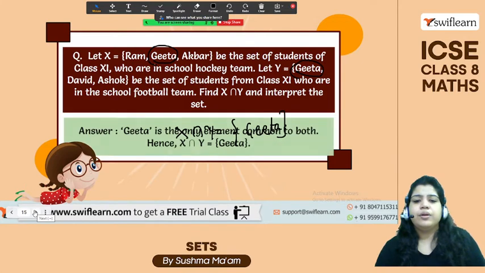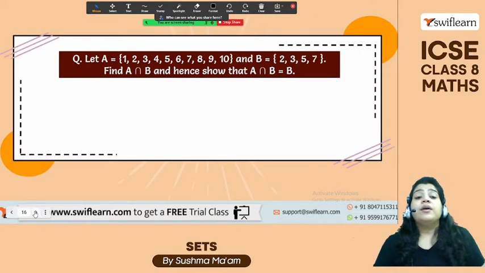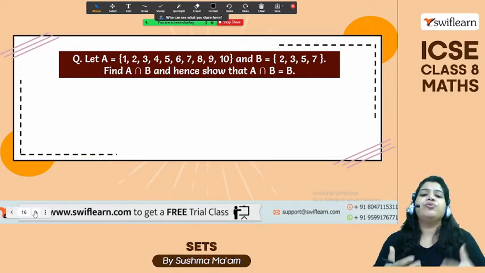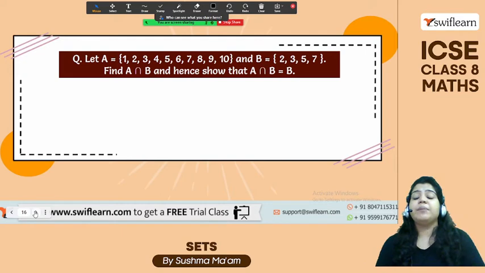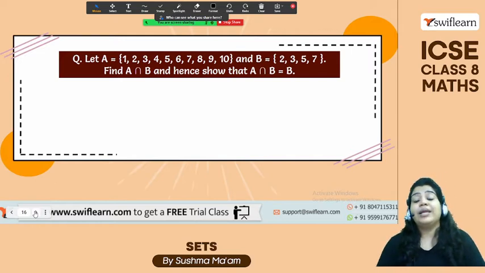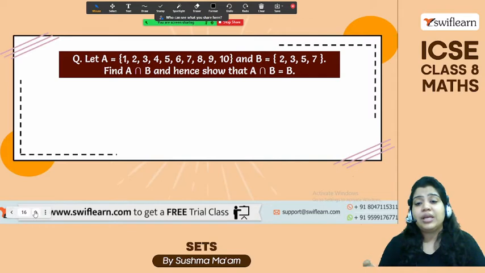Okay, very good. So let's move to the next question. Let A be the set having elements 1, 2, 3, 4, 5, 6, 7, 8, 9, 10 and B having 2, 3, 5, 7. Find A intersection B and hence show that A intersection B is equal to B. Whatever elements we have in A intersection B, the same should be in B.